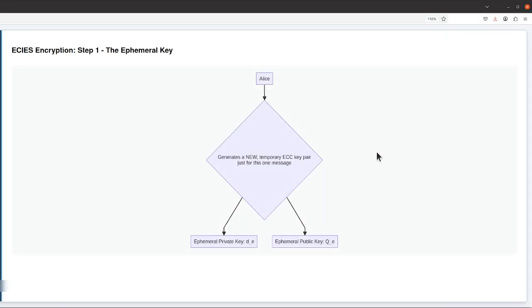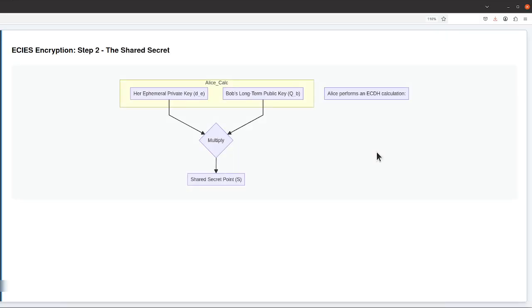ECIES encryption. Step 1: the ephemeral key. The first thing Alice does is generate a brand new, temporary ECC key pair just for this one message. We'll call her ephemeral private key D_E and her ephemeral public key Q_E. This is a crucial step. By using a temporary key, she ensures that each message is cryptographically independent, which provides properties similar to forward secrecy.